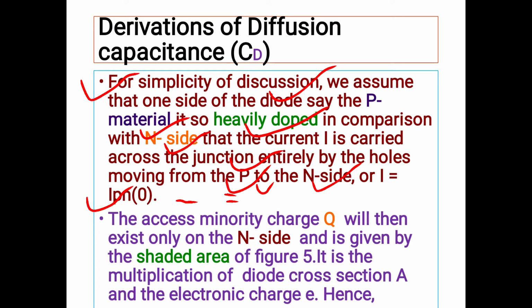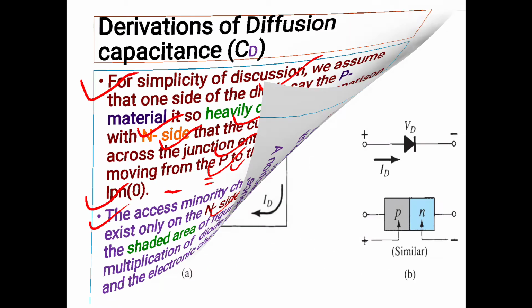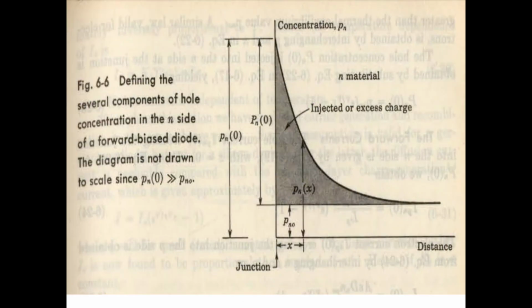So the excess minority charge carrier Q will then exist only on the N side. Because of the holes which moved from the P side, they are the minority charge carriers in the N side. So the excess minority charge carriers exist only on the N side. This is given by the shaded area represented in this figure. This shaded region represents the minority charge carriers in the N material.